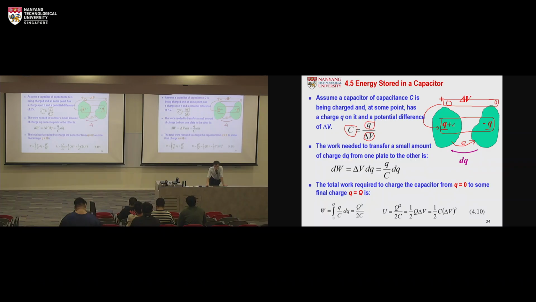We just look at this movement of a tiny charge delta Q. So in one case, it will be Q plus delta Q, another minus Q minus delta Q, right?